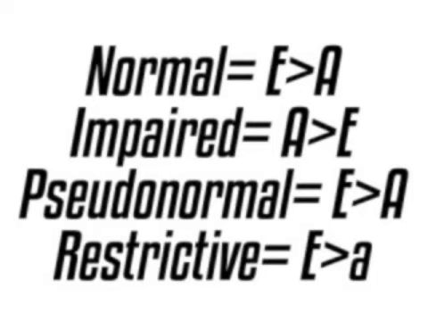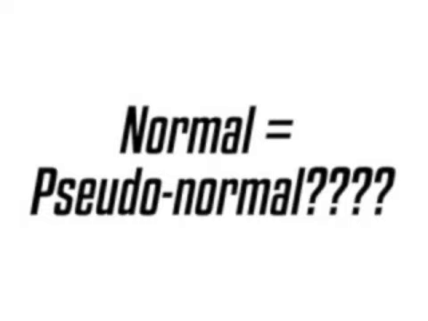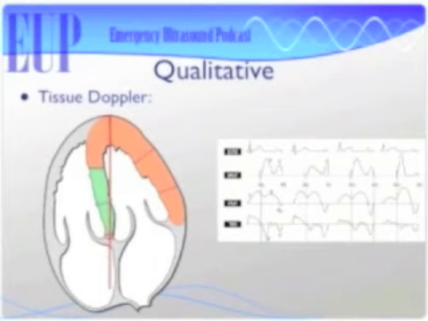But actually, as I think about that, normal and pseudo-normal, both E greater than A, Mike, I'm getting scared. Help me. How do I differentiate the two? So tissue Doppler. Tissue Doppler is what we use in conjunction with mitral valve inflow to help us discriminate between that normal pattern and that pseudo-normal pattern.